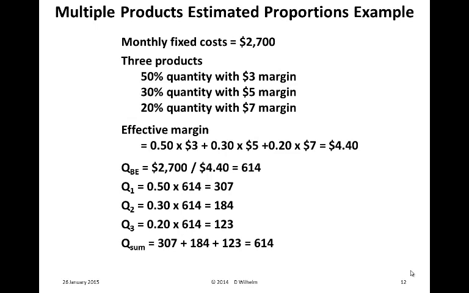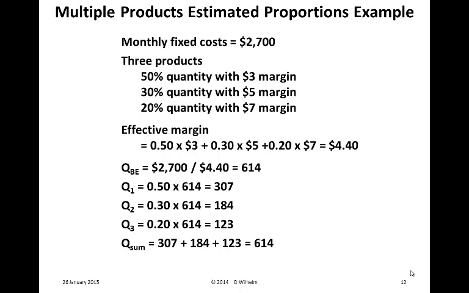Here's an example. Monthly fixed costs, $2,700. We have 3 products. Half of what we sell will have a $3 margin, 30% $5 margin, and 20% $7 margin. The effective margin that we'll use to jam into the formula is 0.5 times $3, 0.3 times $5, and 0.2 times $7, which equals $4.40. The total break-even quantity, 2,700 divided by 4.40, is 614.